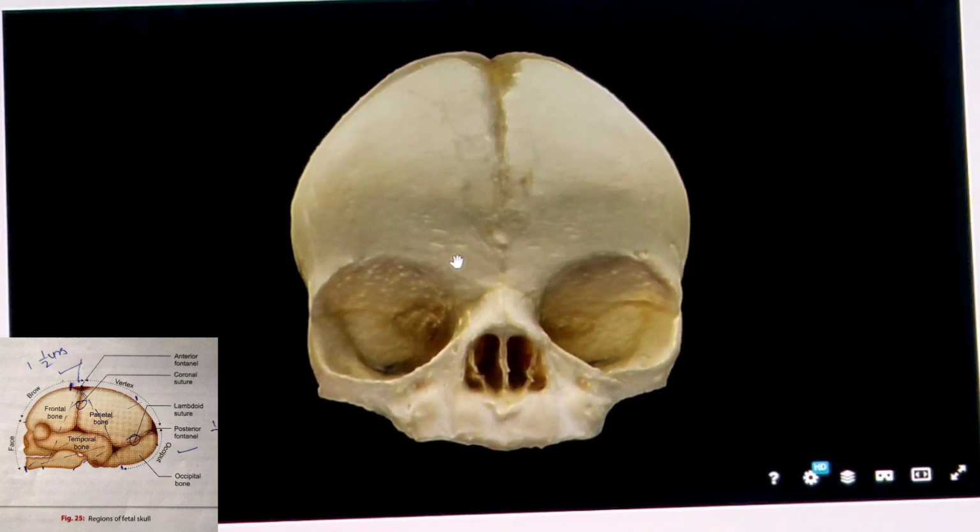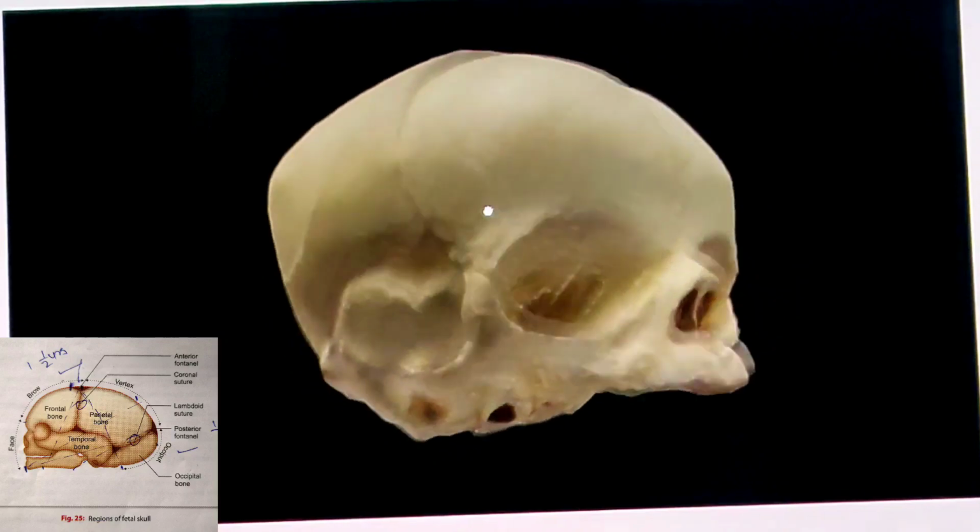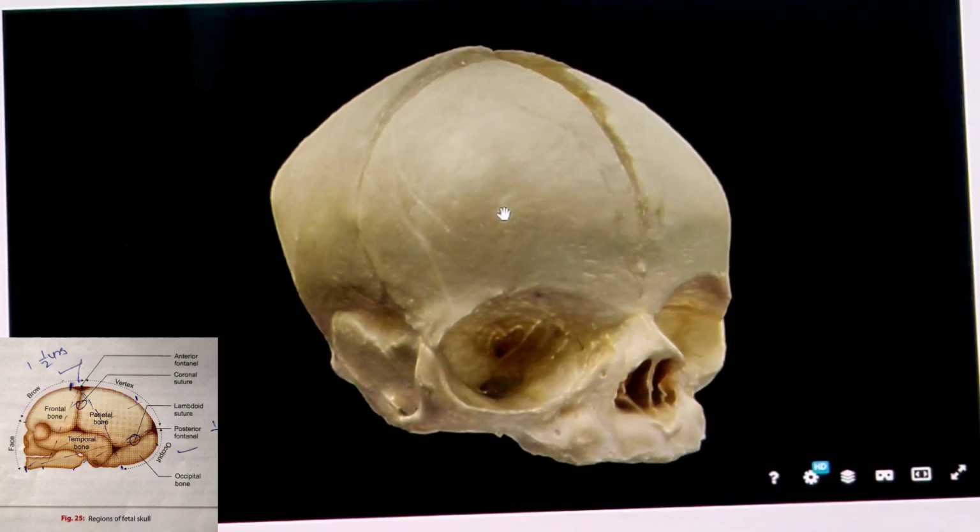So, the fetal skull is ovoid in shape. At term, it is larger in proportion to other parts of the skeleton. Now, we are going to firstly see the regions of the fetal skull.